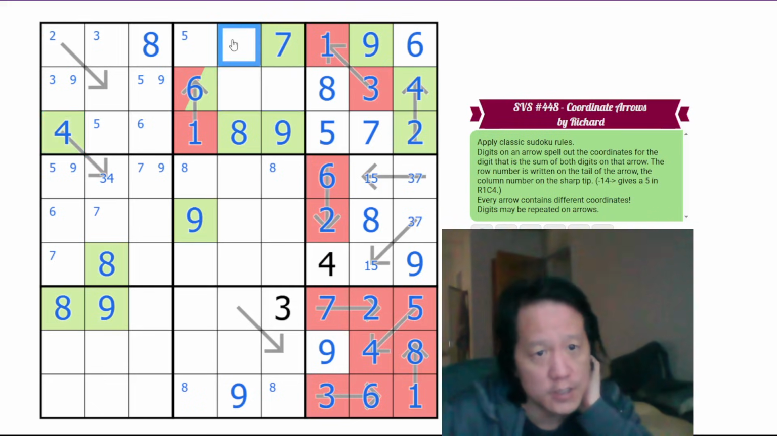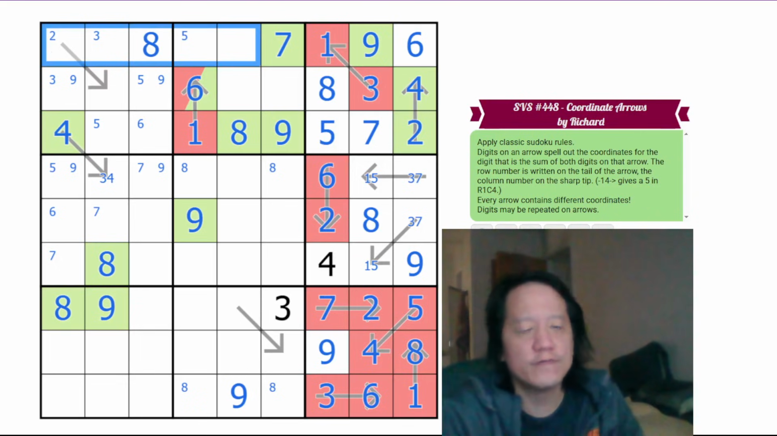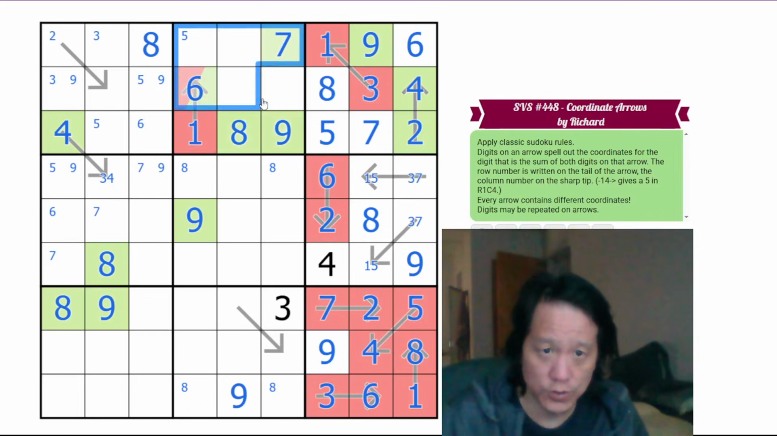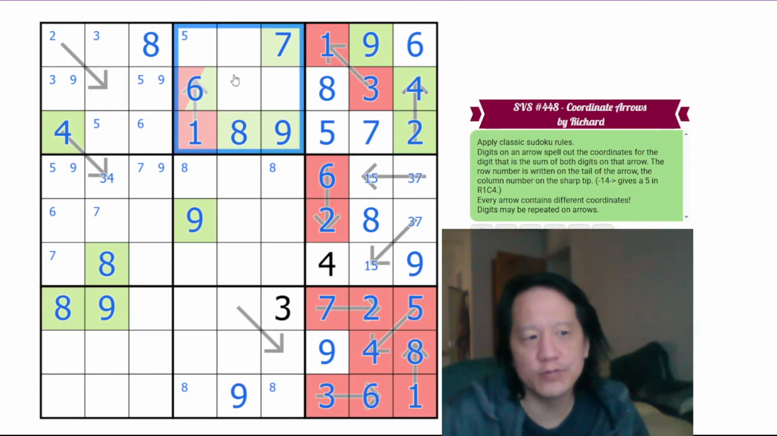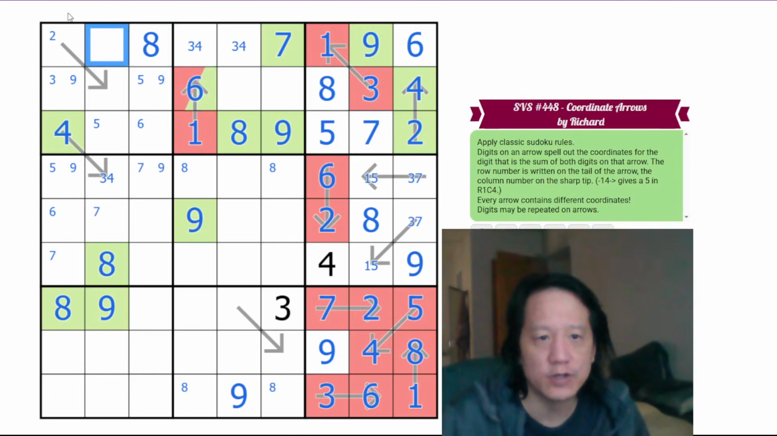Remaining digits in row 1. We have 2, 3, 4. Well, okay. In box 2, we have 2, 3, 4, 5 remaining. 3 and 4, excuse me. 3 and 4 cannot be here because of 3, 4 in the row, so this must be a 3, 4 pair, which means this cannot be 5. So this is a 3, 4 pair, which means this can't be 3. This can't be 3 either.